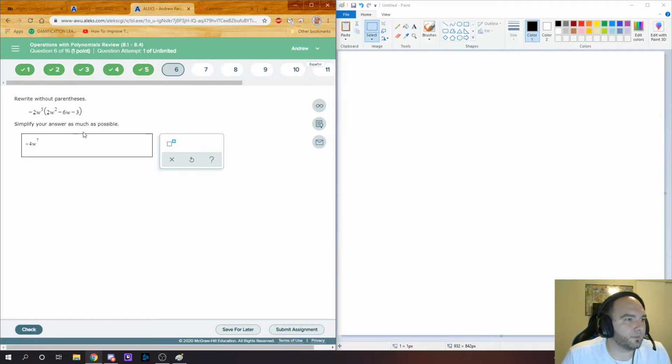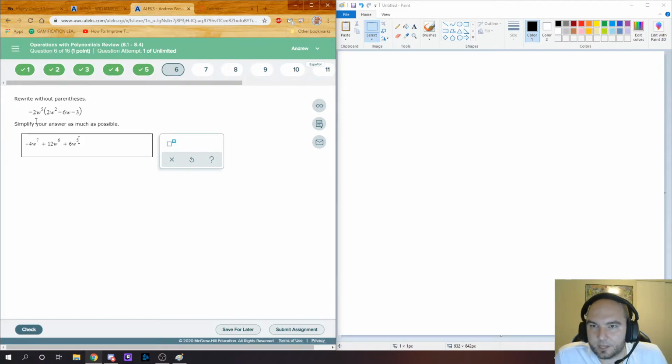Negative 2 and negative 6 make positive 12. W to the 5th and W make W to the 6th. Make sure you add 1 for that. And then negative 2 times negative 3 is positive 6. And then W to the 5th, because you got to append it on there.